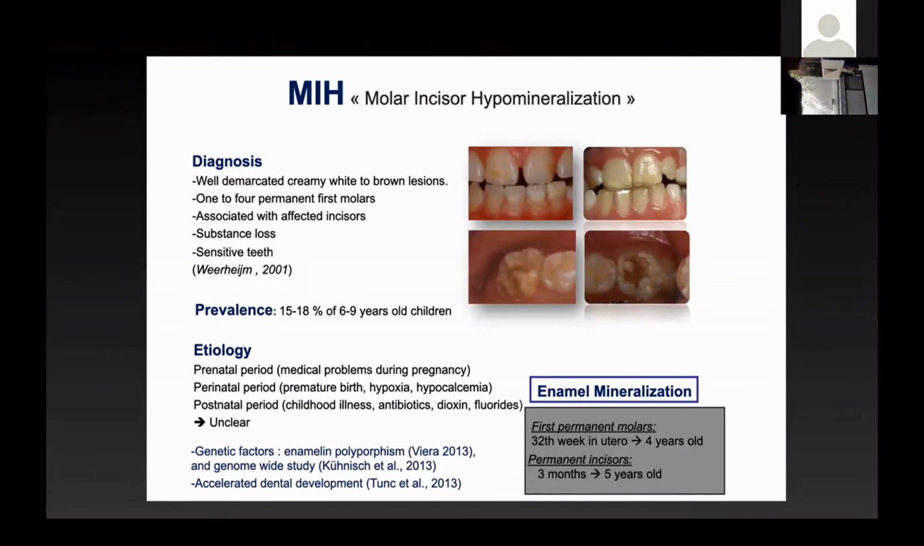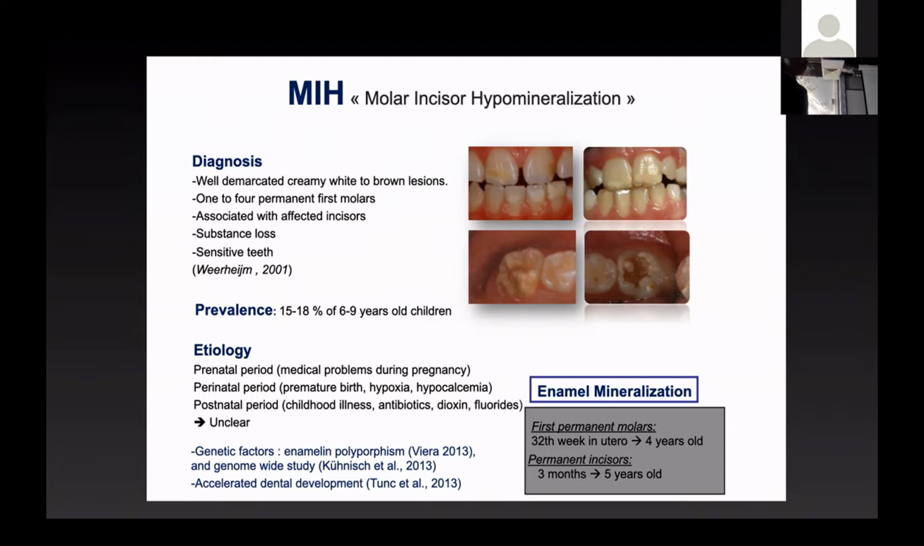And what about the two pathologies that I'm going to talk about? The first one is called MIH, meaning molar incisor hypomineralization. This pathology is clinically diagnosed by well demarcated creamy white to brown lesions, specifically on permanent incisors and permanent first molars. The prevalence of this pathology is relevant because around 15% of children are affected around the world. The problem with this pathology is the multifactorial aspect of its etiology.